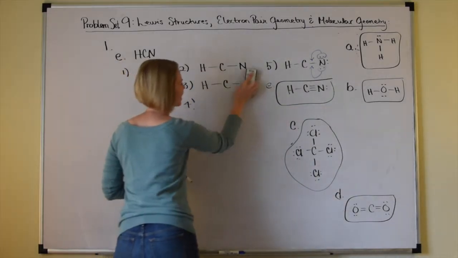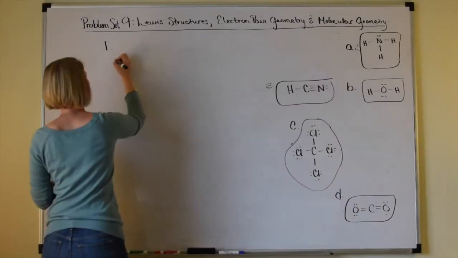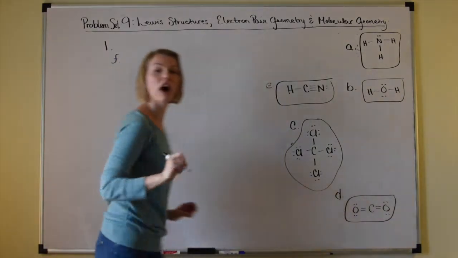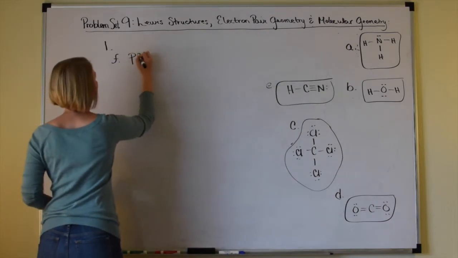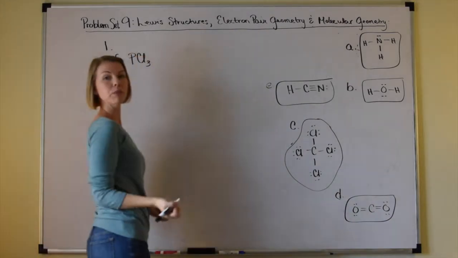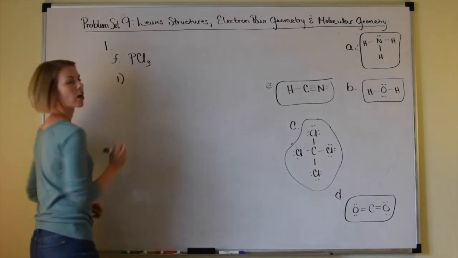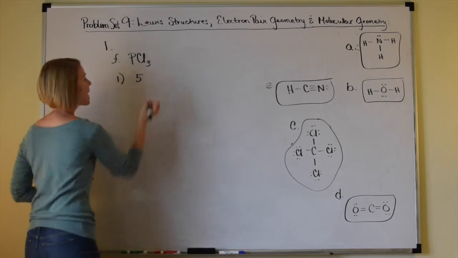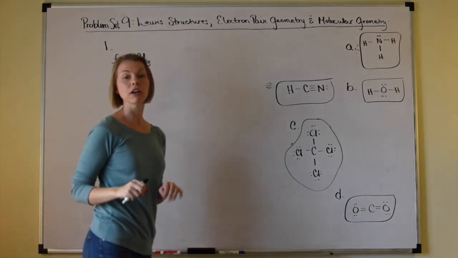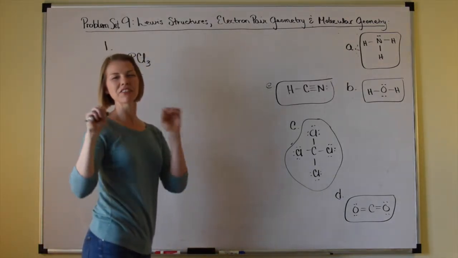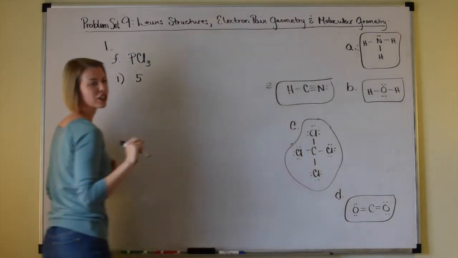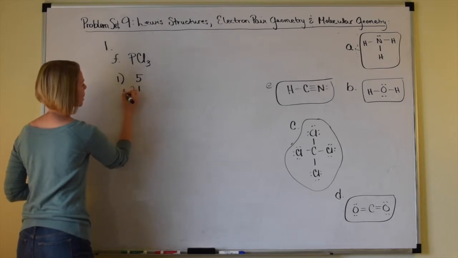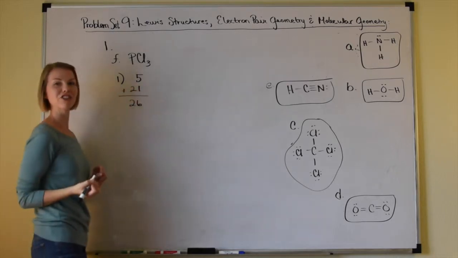So let's erase everything but the answer here. F. Okay. Phosphorus trichloride, PCl3. Rule number 1, add up your valence electrons. Phosphorus is in group 5A, so 5 valence electrons. Each chlorine is in group 7, and therefore each chlorine has 7 valence electrons. So 7 times 3, because there's 3 of them, is 21. Total of 26 valence electrons.